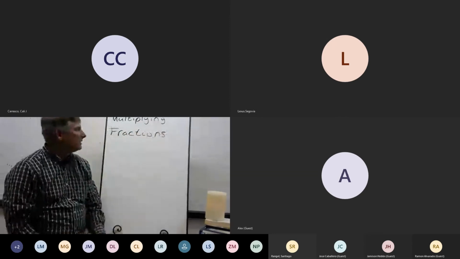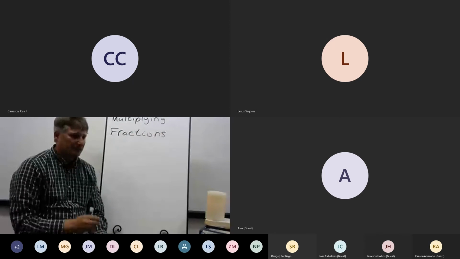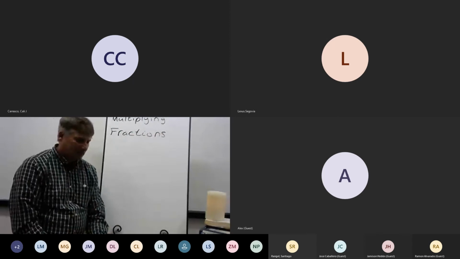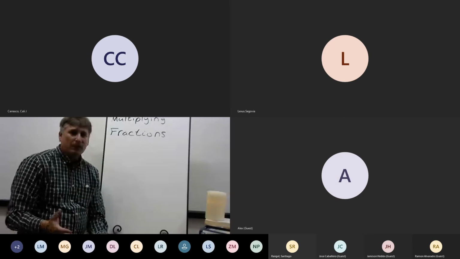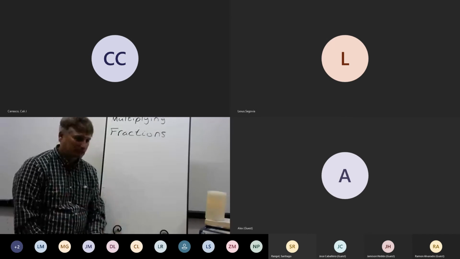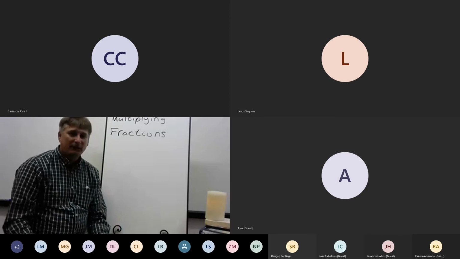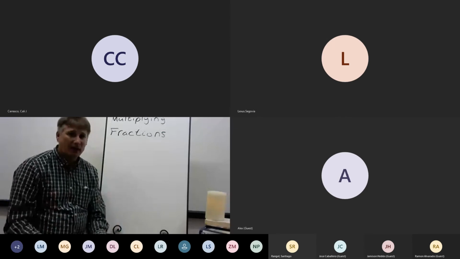Well, to talk about multiplying fractions, I have to make a bit of an assumption of the use of the language. For example, let's say we want 1/2 of 10. What is 1/2 of 10? Well, 1/2 of 10 is going to be 5.